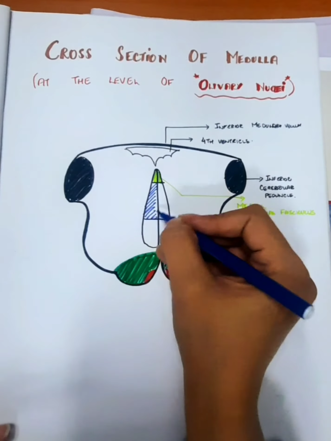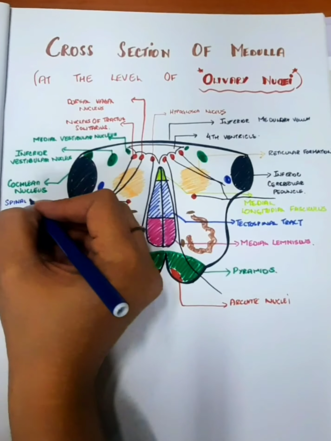Now lateral to the vagal nuclei, we have 2 nuclei which are associated with the 8th cranial nerve. The medial one is the medial vestibular nucleus, and the lateral one is the inferior vestibular nucleus. The inferior vestibular nucleus is replaced by the lateral vestibular nucleus in the area of cross-section of the medulla just inferior to the pons. Also present is the posterior cochlear nucleus in the posterior aspect of the inferior cerebellar peduncle, which is also associated with the 8th cranial nerve. Medial to the inferior cerebellar peduncle, there is the spinal nucleus and tract of the trigeminal cranial nerve.